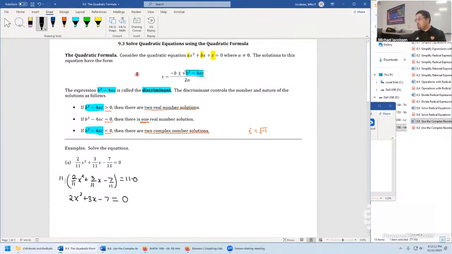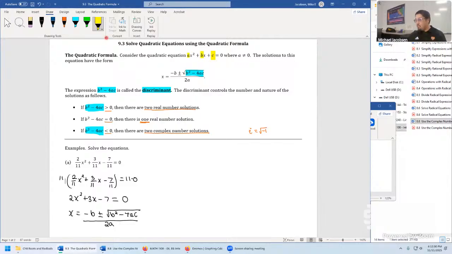The quadratic formula tells us that the solution is going to look like this. x equals -b plus or minus the square root of b squared minus 4ac, that's the discriminant part being square rooted, divided by 2 times a.